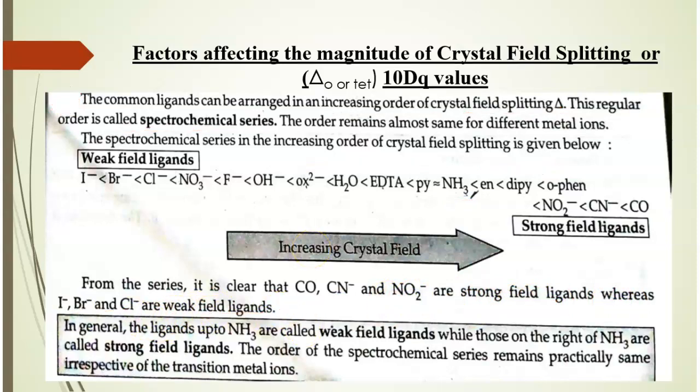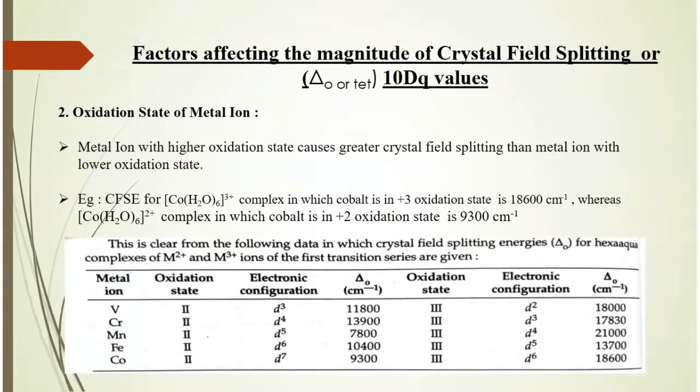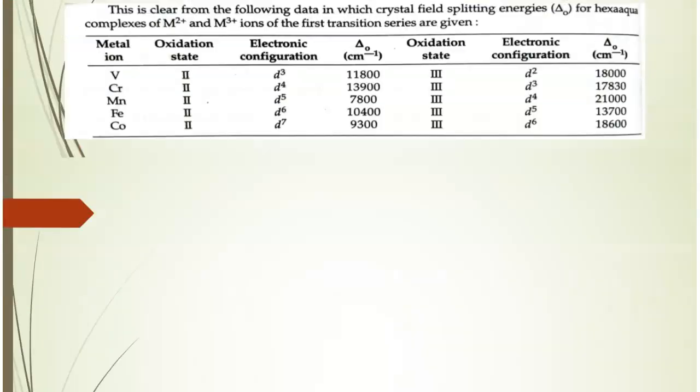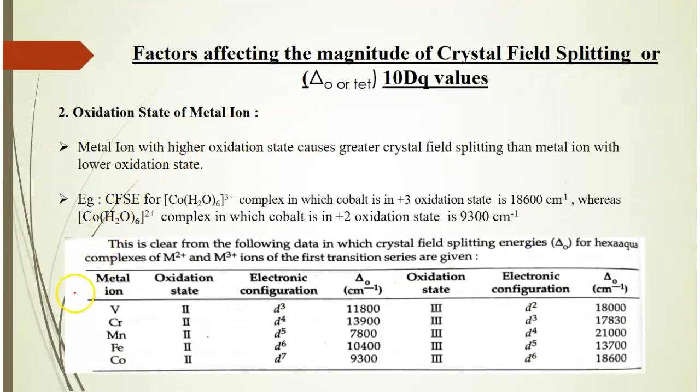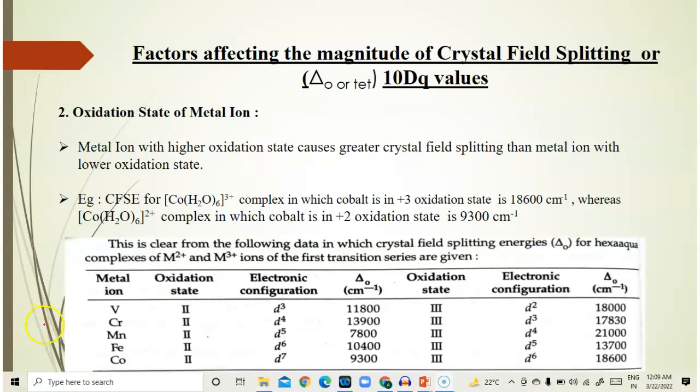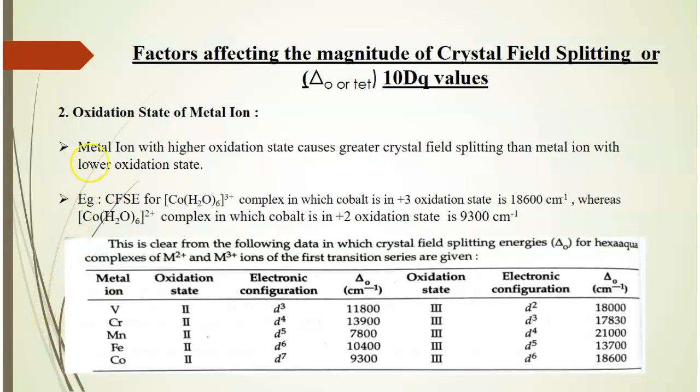So that is one thing. Proceeding further to our next factor which affects your CFSE value, and that is the oxidation state of the metal ion. Taking the same factor, we see the metal ions which have higher oxidation state are going to cause greater crystal field splitting than the metal ion with lower oxidation state. Listen to this point once again.